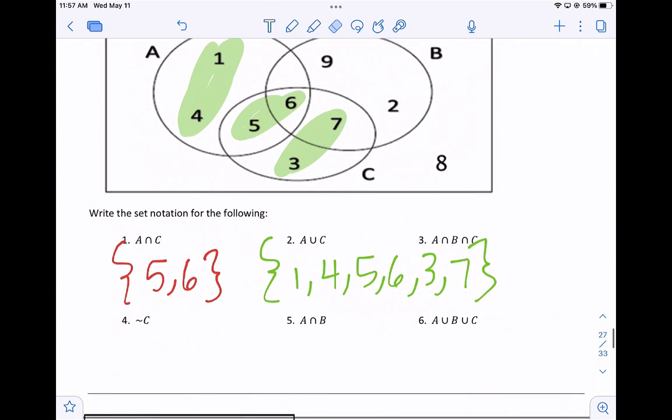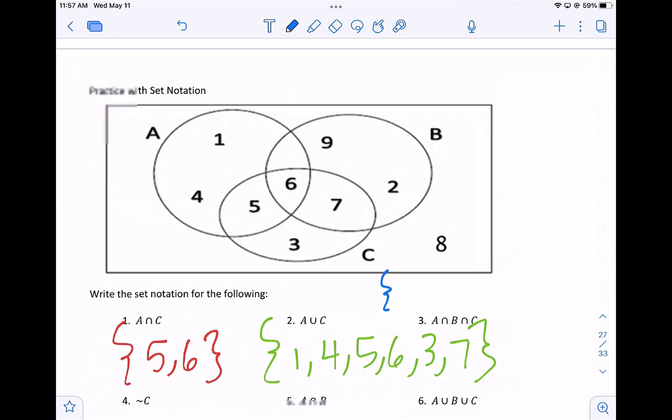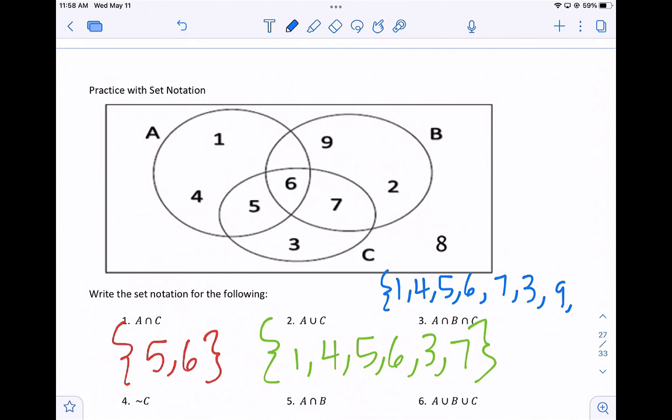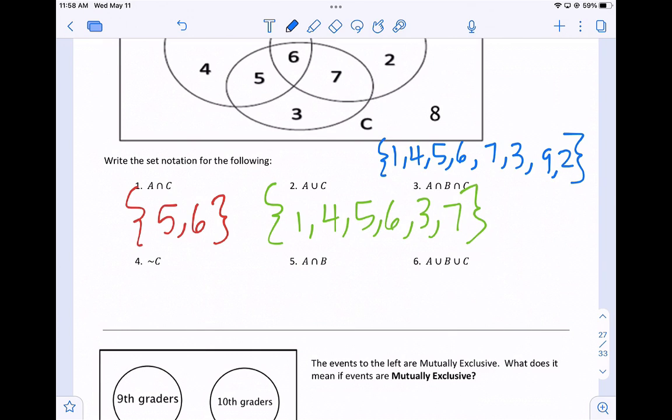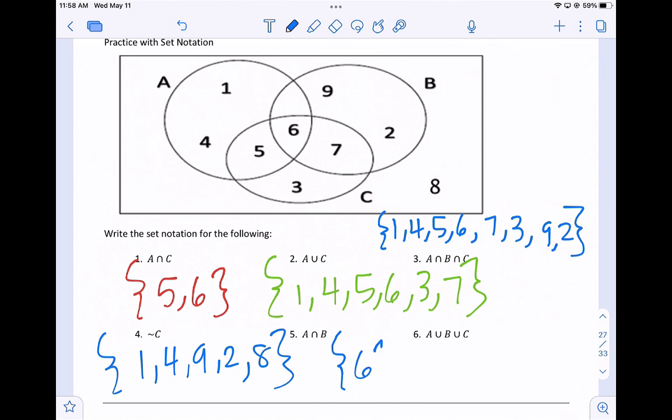All right, the next one is in A or B or C. So essentially it's everything but the 8 on the outside. So let's list all the numbers except for the 8. Oh, my curly brackets, okay. So it would be 1, 4, 5, 6, 7, 3, 9, and 2. Not in C. Okay, so everything not in C would be 1, 4, 9, 2, and 8. If it's an A and B, that's just the 6 right there.